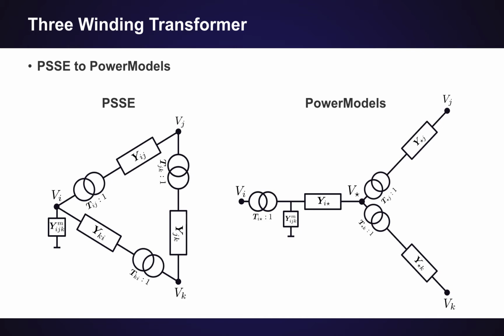Again, we'll do the same approximation where we take the magnetizing admittance for the three-winding transformer and then put it on the first transformer winding here. And again, we've observed that this is not a particularly significant change in terms of the mathematical solutions we've seen. So we think it's a fairly reasonable approximation to make, and it keeps the model fairly simple.